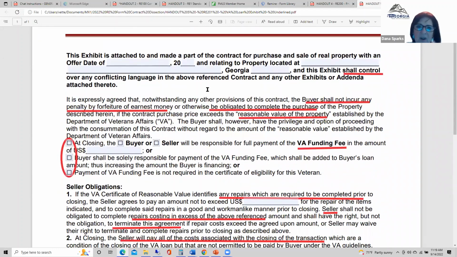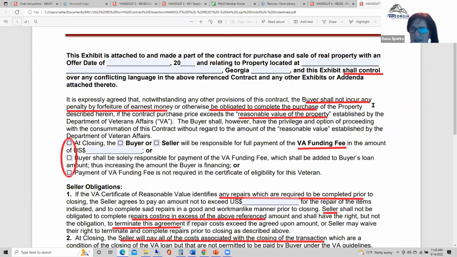And here is the VA loan exhibit on the RE forms. It says, it is expressly agreed, buyers shall not incur any penalty by forfeiture of earnest money or be obligated to complete the purchase of the property if the contract purchase price exceeds the reasonable value of the property as established by the VA. So I apologize, Charlotte. I was answering a different question in my head. But yes, a buyer's earnest money is protected on a low appraisal, regardless of the contract form under which you are binding, but the buyer must terminate the contract prior to the closing date. You can't just do nothing.